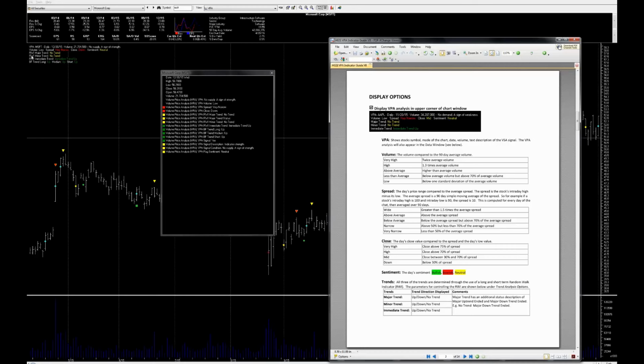This one here is called the RWI, major, minor, and intermediate trend. It uses a random walk index indicator, which compares the stock's price versus what would have happened if the stock was moving completely randomly. It's a statistical measurement system that's been fit into major, minor, and intermediate trends.